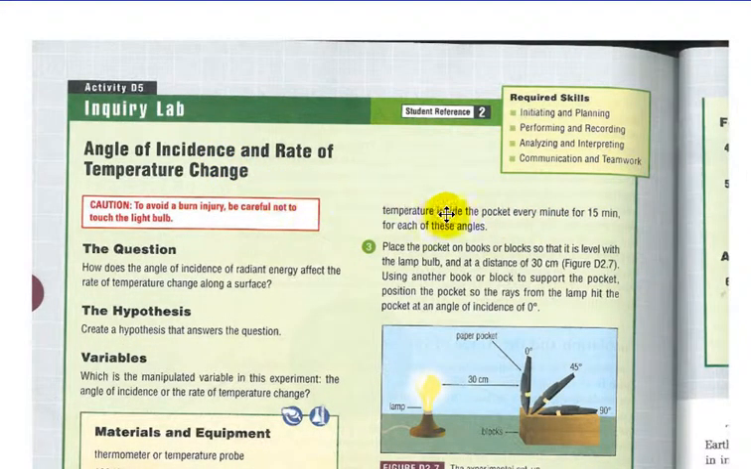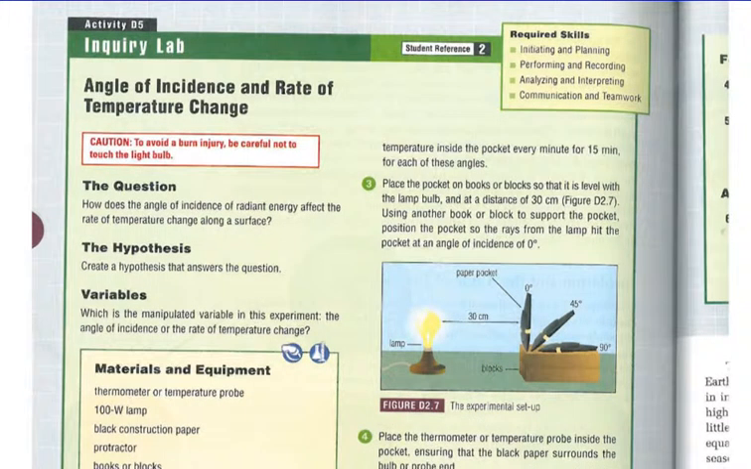So if we look at the angle of incidence and rate of temperature change, the question is: how does the angle of incidence of radiant energy affect the rate of temperature change along a surface? For the hypothesis, you can make a prediction. The little setup will look something like this. This represents the equator, light hitting the equator head on, and at different angles, this would be kind of where we live, and this would be at the North Pole. Just imagine this. The tilt here represents the different areas on the Earth that are being hit with sunlight.